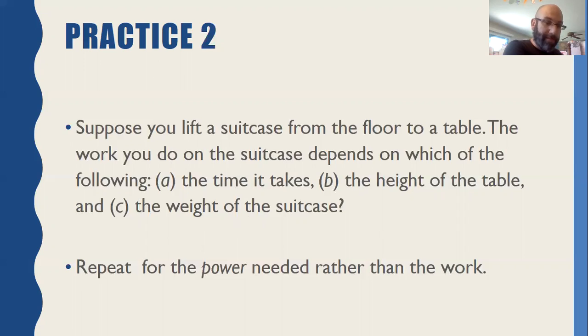For the second part, how about with power? It depends on everything. Since power is work over time, we know B and C are going to be part of the power equation because they were part of the work equation. But power also includes time, so letter A is also now part of it.